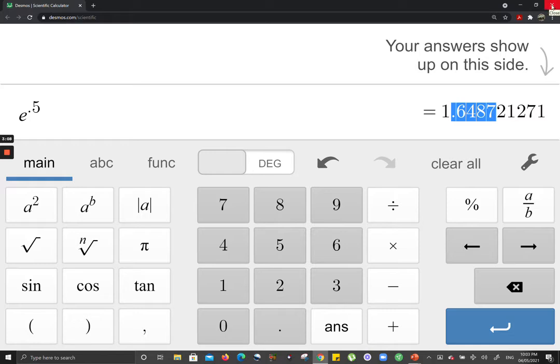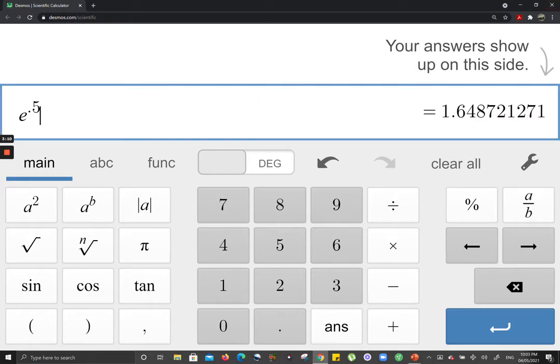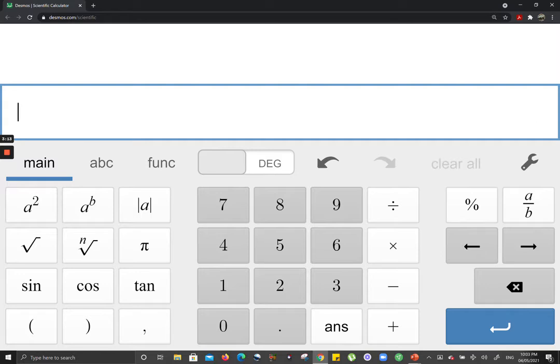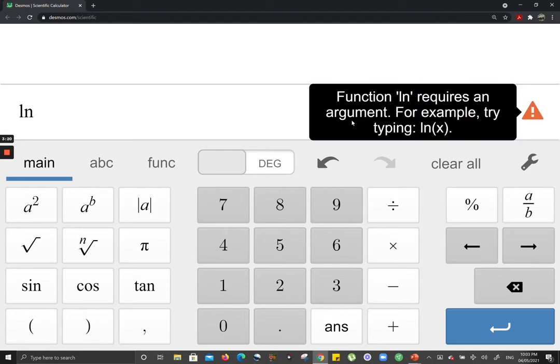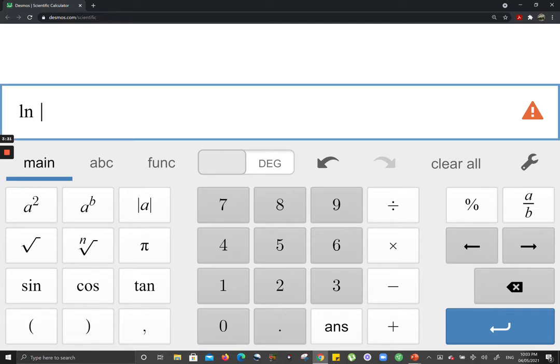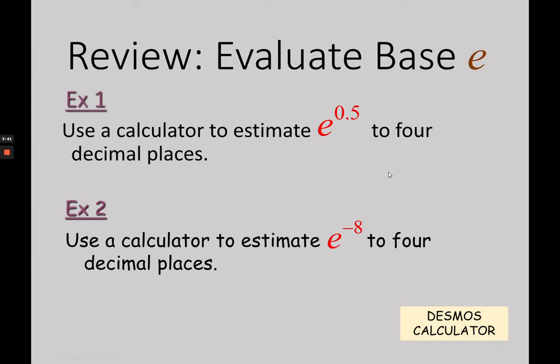To give you a heads up, it also recognizes ln, but there is an exclamation point: function ln requires an argument. Remember, the argument is the number after the logarithm. So we need a value. For example, try typing ln of x. X is the number we need, let's say 10. And it will give you the value of ln 10, which is actually 2.3025 and so on. Okay, let's go back to your PowerPoint.